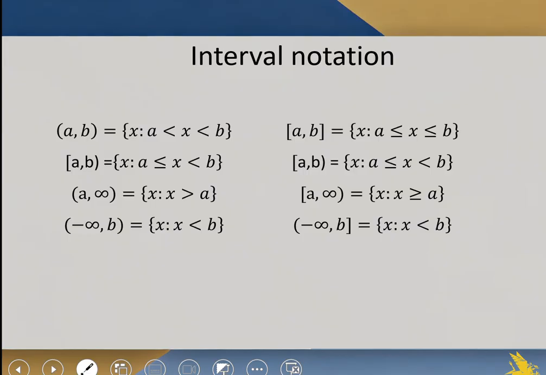Then with interval notation, we've gone through this previously. Just remember when we've got a round bracket on either side, it is referring to a greater than or less than sign, whereas the square bracket is inclusive, it's equal to. Likewise, if it says a, comma, infinity, that's saying x is going to be greater than a. It's going to keep on going to infinity.